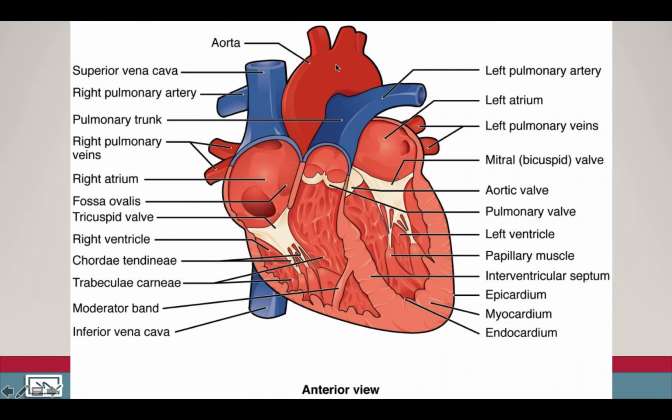This is a picture of your heart. You have your aorta up here that has the 3 arteries coming out of it. You have your superior vena cava and your inferior vena cava. You have your pulmonary veins, which go to your lungs on each side. You have your right atrium, your left ventricle, your left atrium, and your right ventricle.